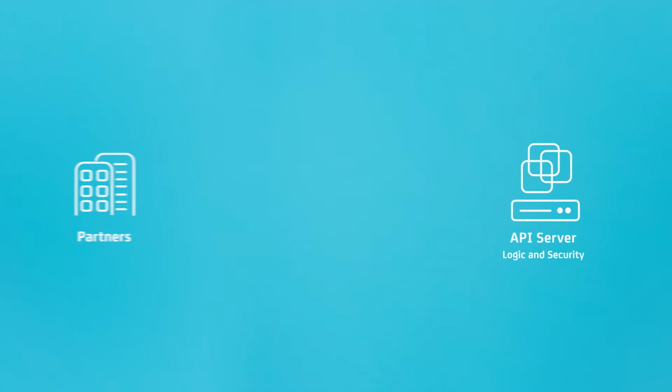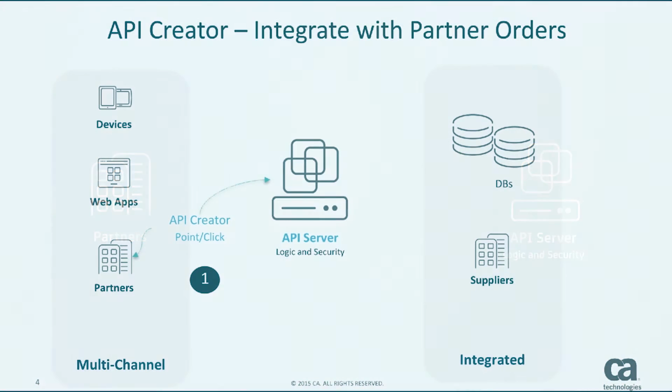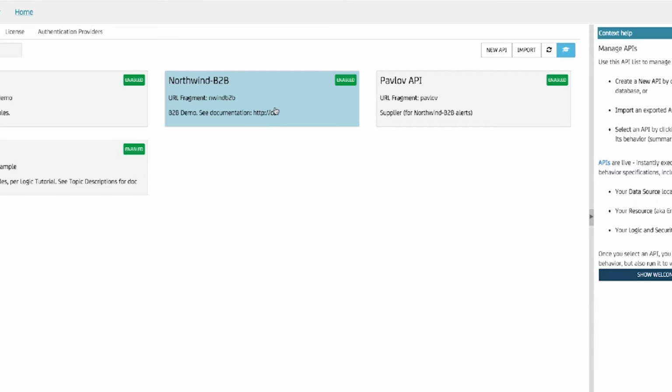Wouldn't it be great if there were a way to create B2B systems with point-and-click speed and maintain them just as fast? Well, there is, with CA Live API Creator, which makes creating and maintaining systems n-fold faster and dramatically simpler. Here's an example. Let's say we want to accept partner orders in their API format.